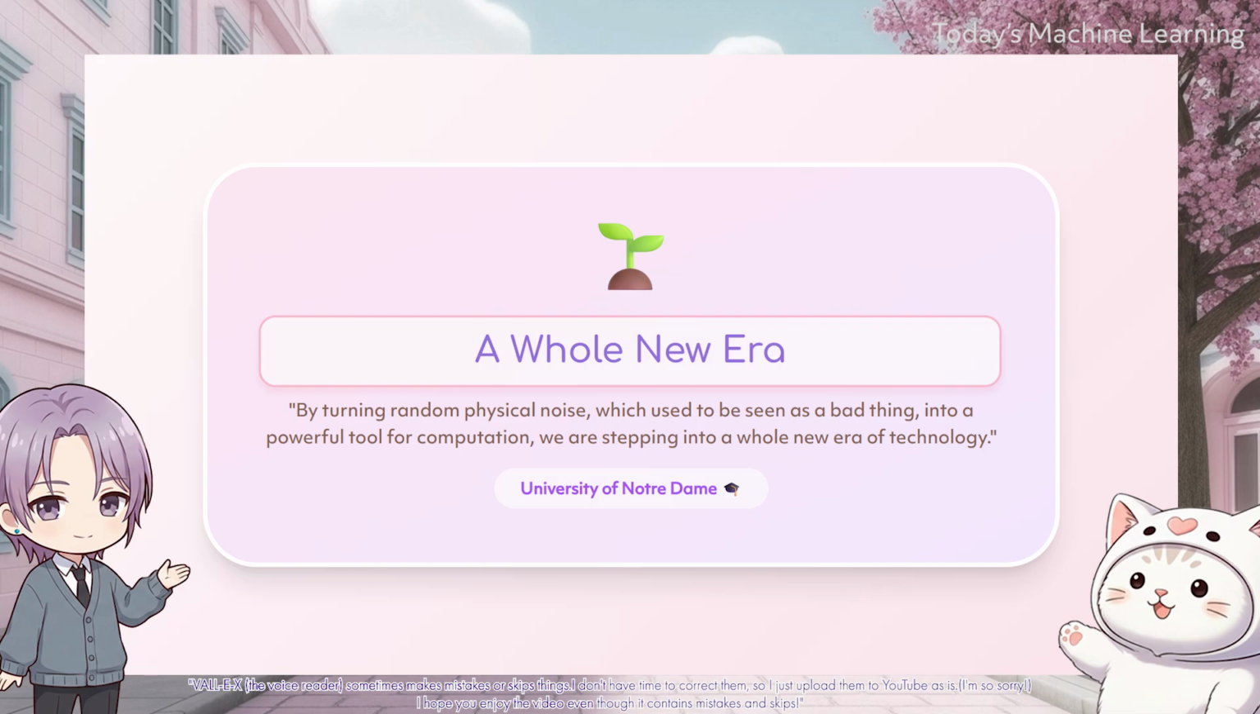It is just so wonderful to see how thinking differently about hardware, like bringing the randomness directly inside the memory, can solve such massive problems. Other researchers from the University of Notre Dame have lately shown us a clear pathway, moving away from the old separated computing methods and guiding us towards scalable, trustworthy AI for the future. By turning random physical noise, which used to be seen as a bad thing, into a powerful tool for computation, we're stepping into a whole new era of technology.